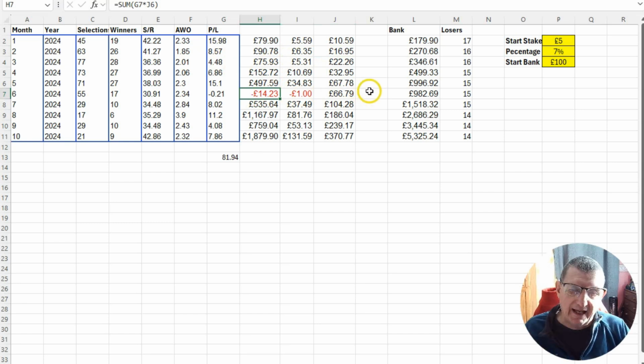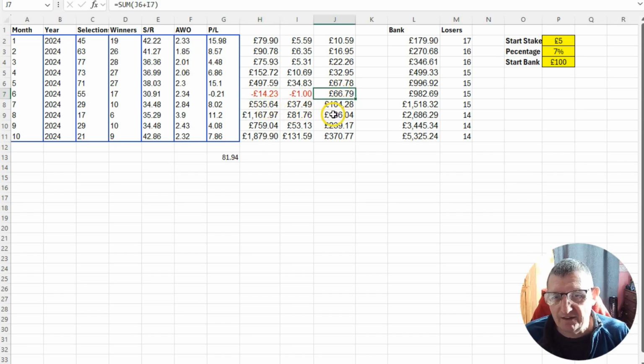Now, how you handle losers is up to you. You could argue it's only £14.23. I just stick to the same stake. I've lowered the stake based on the losses, taken the bank back down a bit, but you could take it down further. You could disagree with everything I'm doing here, which I won't mind at all, and you can decide to do it your own way, but I'm just showing you how to do it.